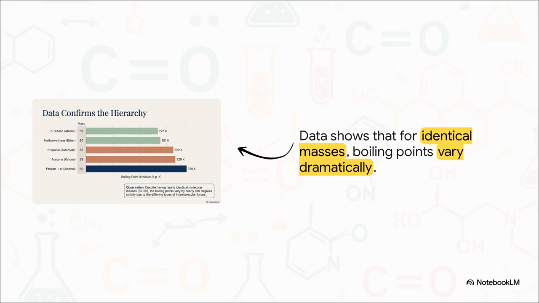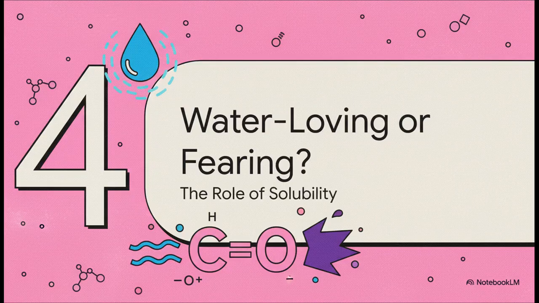Check out n-butane, the alkane. It boils at just 273 Kelvin. But then propan-1-ol, the alcohol, boils way up at 370 Kelvin. And right in the middle, just like we predicted, are our aldehyde and ketone. It's a perfect confirmation of the hierarchy. All right, let's switch gears and move on to solubility.